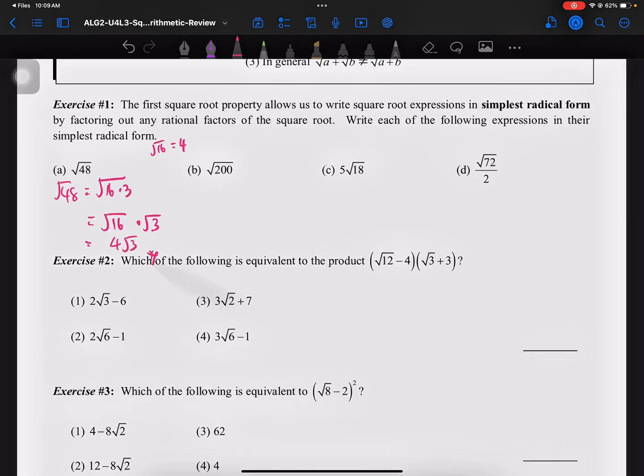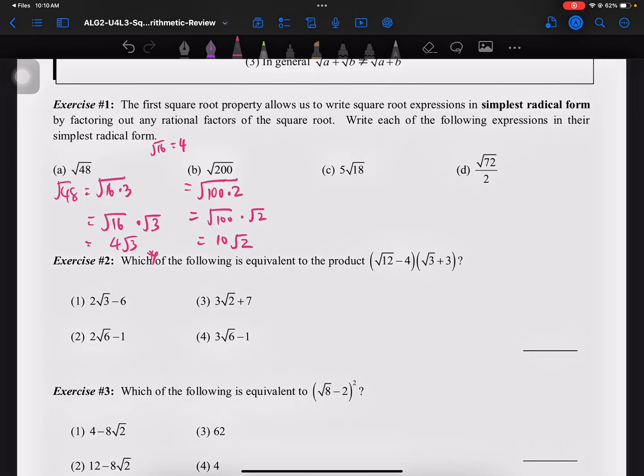Next, be √200. Step 1, find a perfect square inside 200. Inside 200, we will have 100 multiplied by 2. So you can split this into √100 times √2. √100 is 10, so it is 10√2. Okay, so find a perfect square, split, take it out.